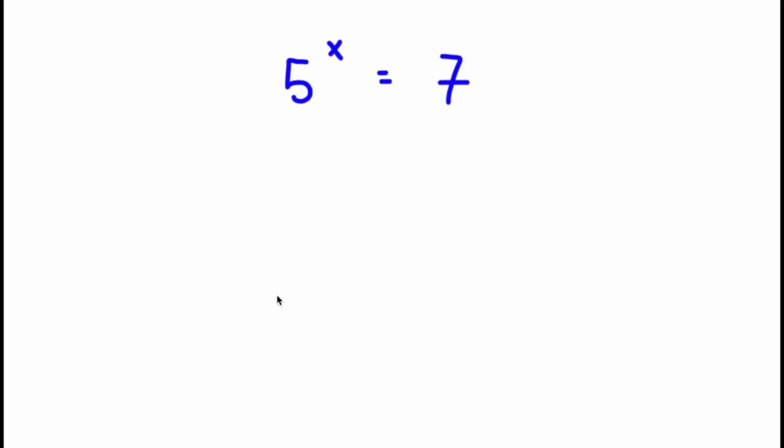Alright, so in this problem I have 5 to the power of x is equal to 7. So the first thing I'm going to do is take the log on both sides. So now I have log 5 to the power of x is equal to log 7.